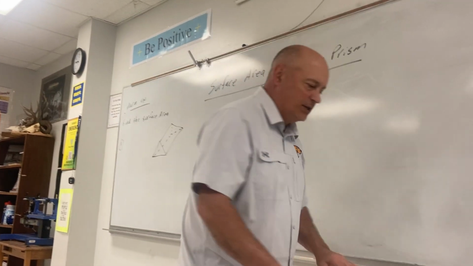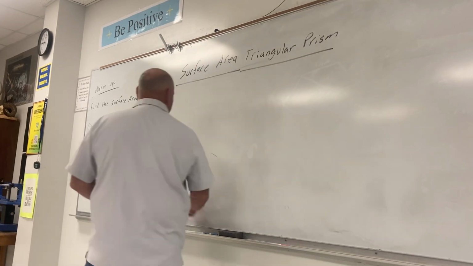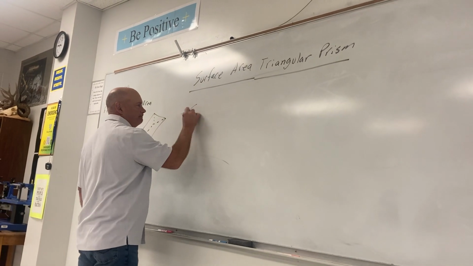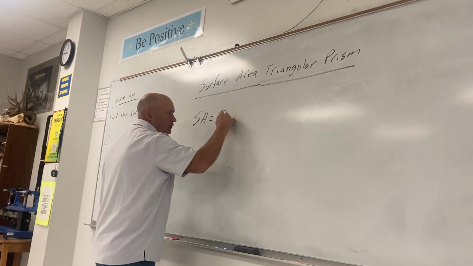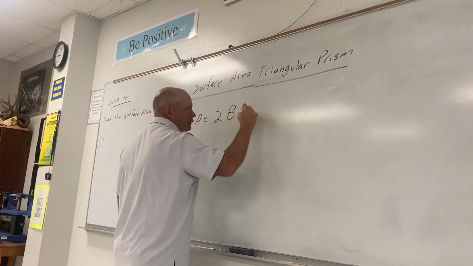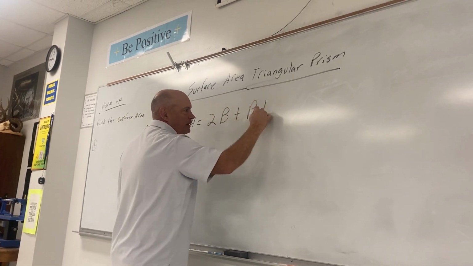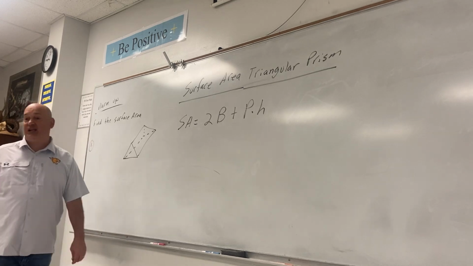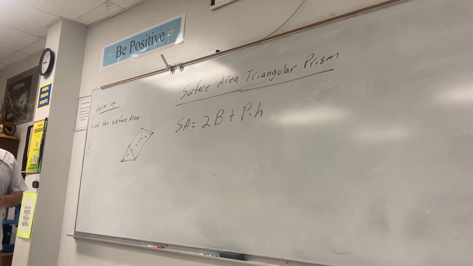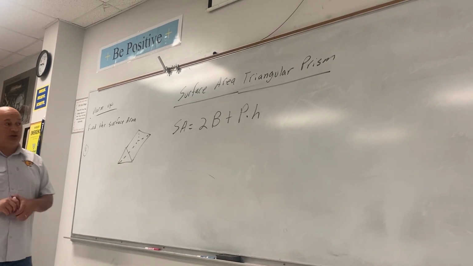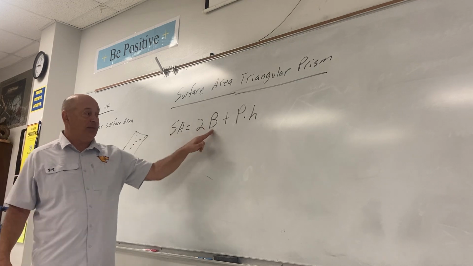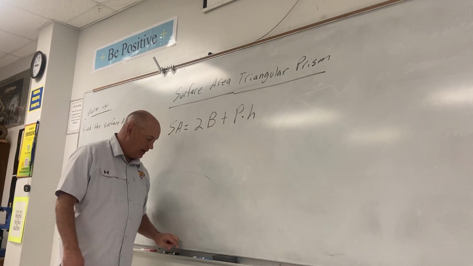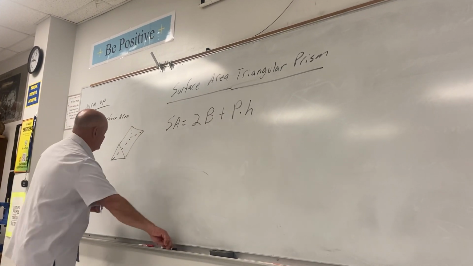So, guess what? Same formula as yesterday. Surface area equals 2 times big B plus big P times little h. Same formula, but we need to make sure that we do the right area of the base and perimeter of the base. All right, so let's put some numbers on this.